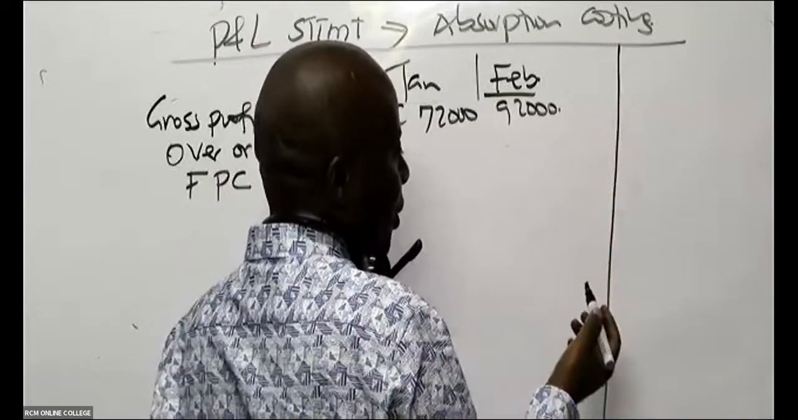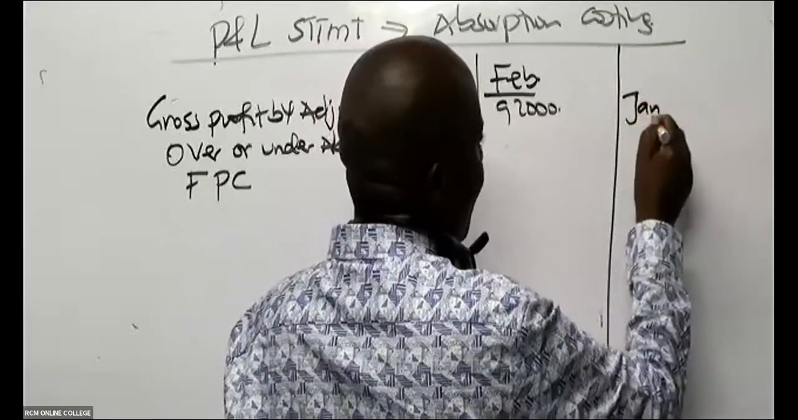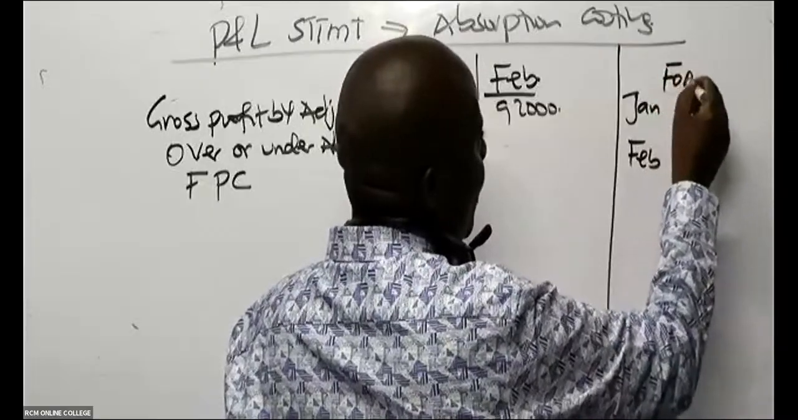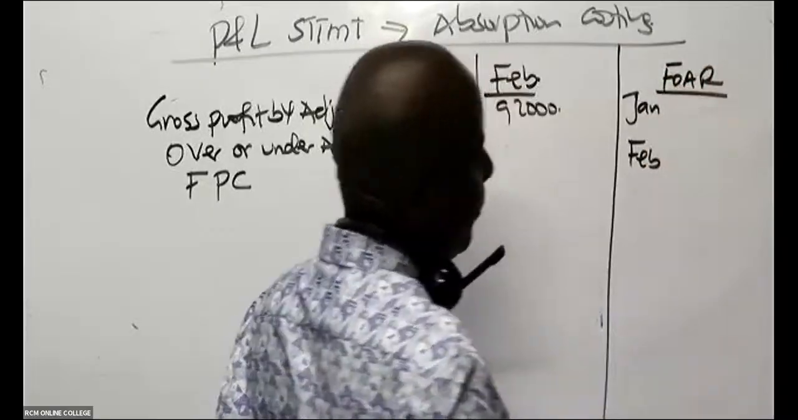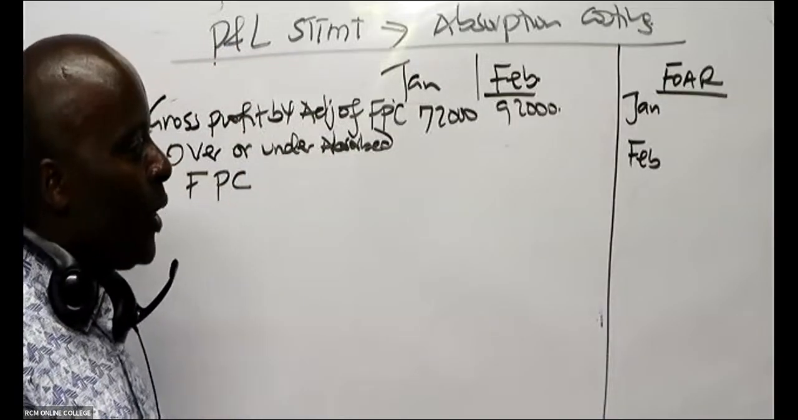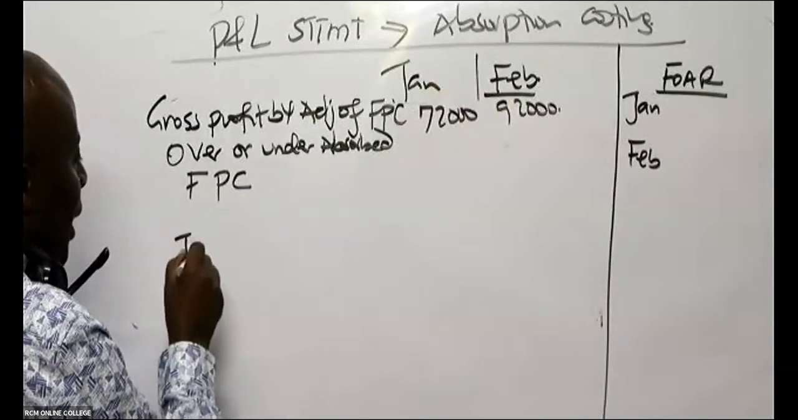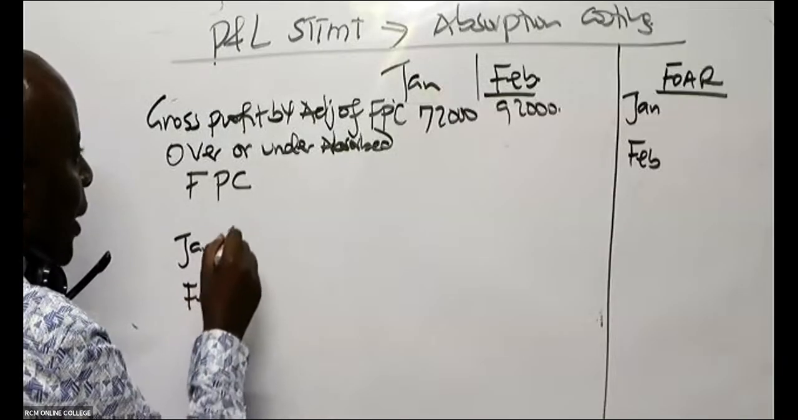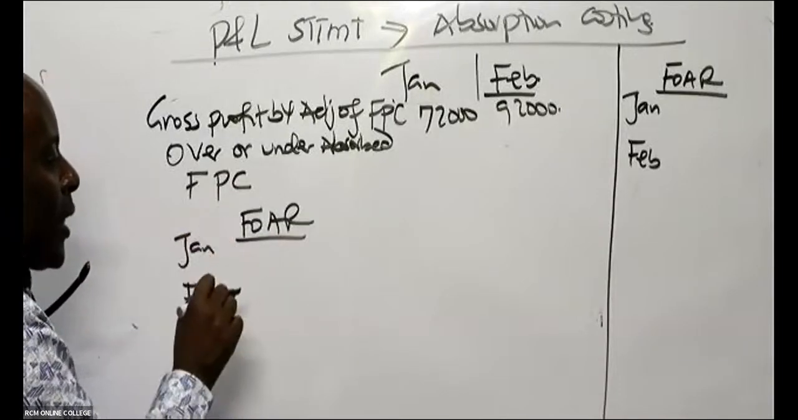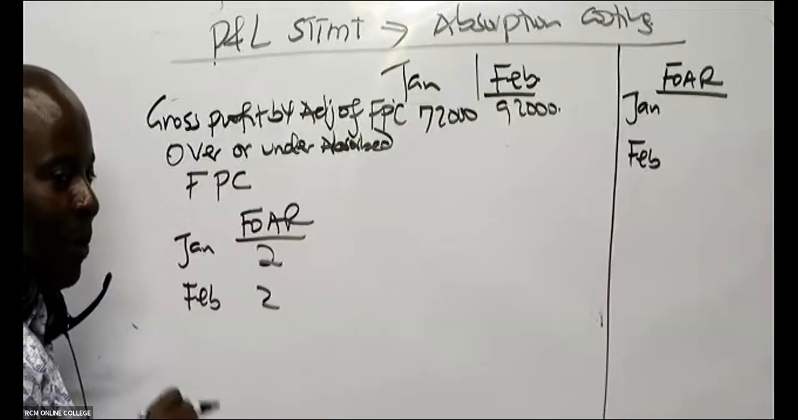So remember, we have our 2 months, January, February. We have our fixed overhead absorption rate. You had given me a fixed overhead absorption rate, the one you got by taking 20,000 over 10,000. You got 2. Do you remember that?